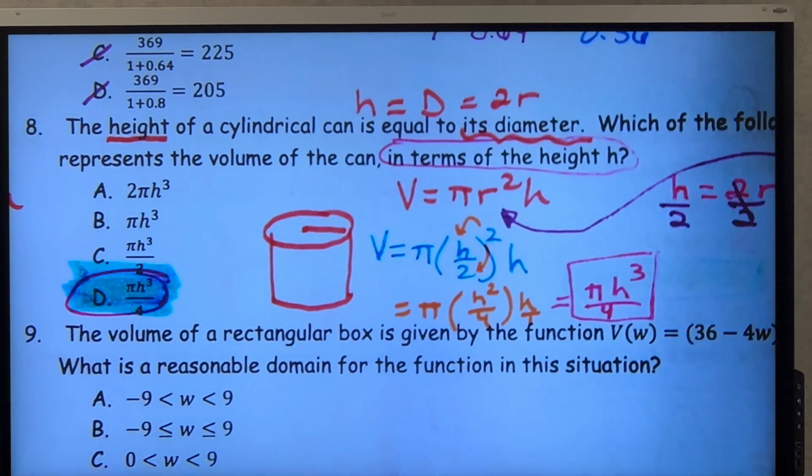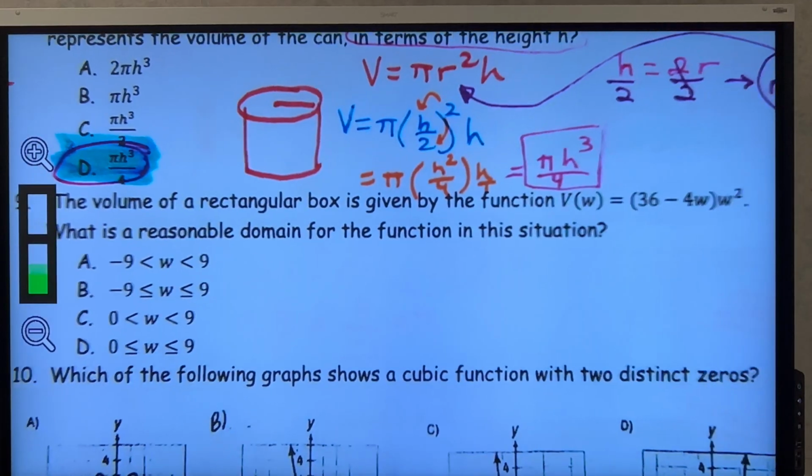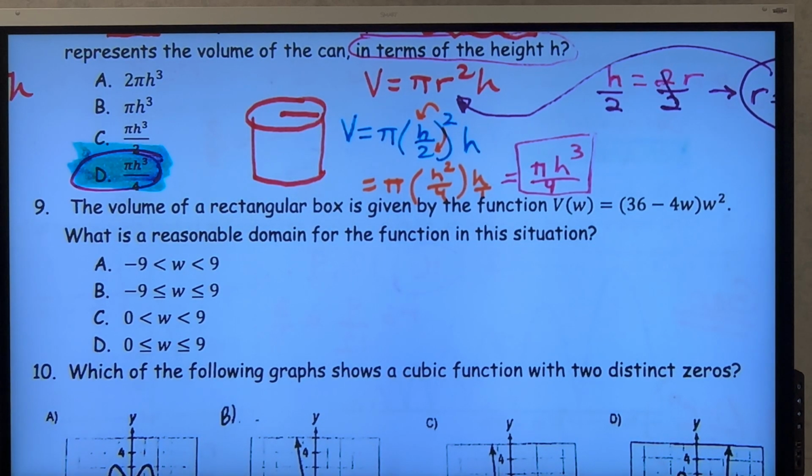Number 9, it says the volume of a rectangular box is given by the function V of w equals 36 minus 4w times w squared. What is a reasonable domain for the function of this situation? And you guys have to recall the last quiz that we did with the postal box situation.